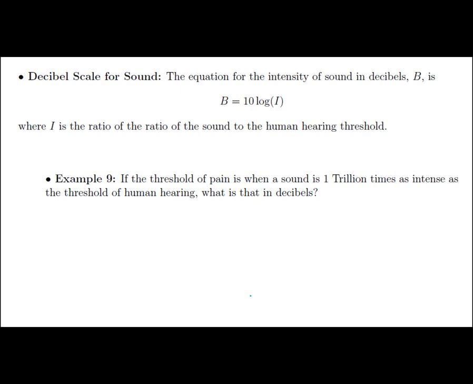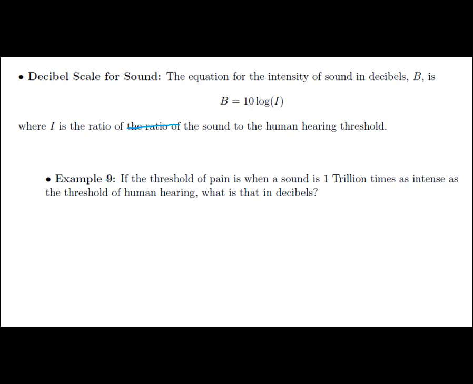All right, one last one is, when you're turning the volume up and down on your stereo, it's usually measured in decibels. And so here's the formula for decibels. The decibels, B, is given by 10 times the common log of I, where I is the ratio of the sound to the human hearing threshold. How many times greater is it than a sound that a human can just barely hear?